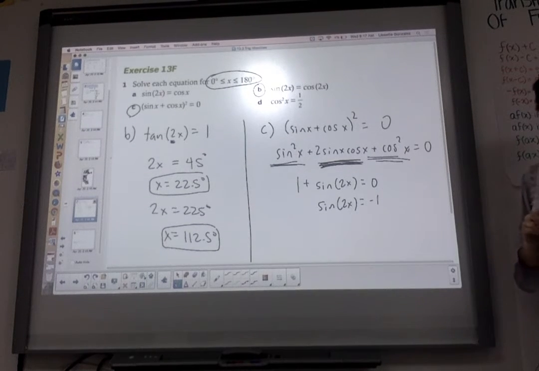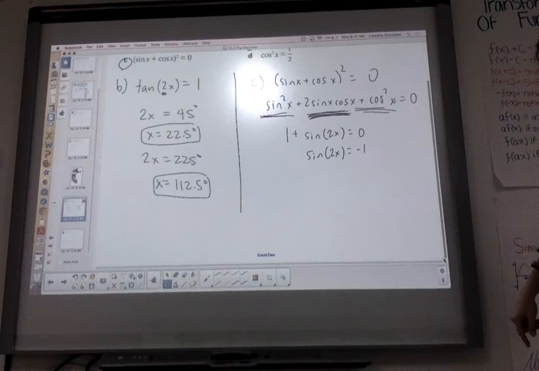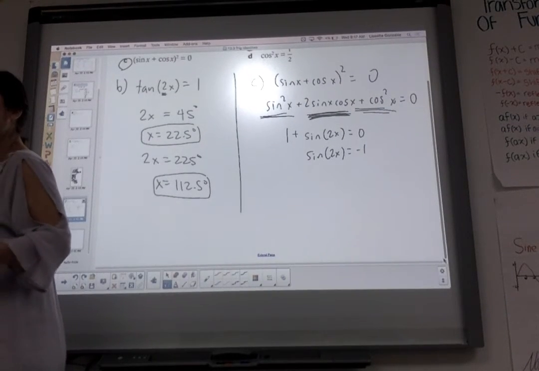So when sine is negative one, where is sine negative 1? Second quadrant? Wait, sine. It's 270. Just this is 270.